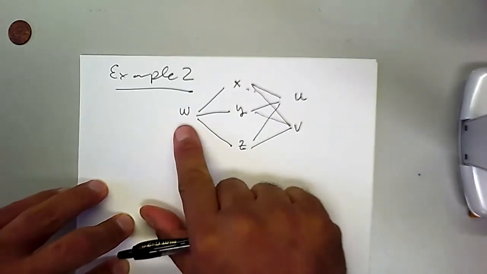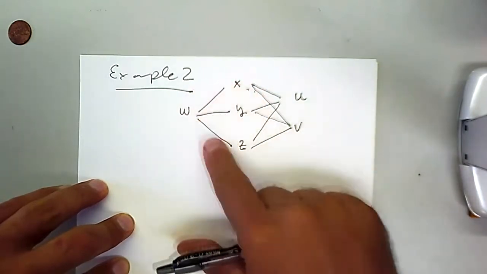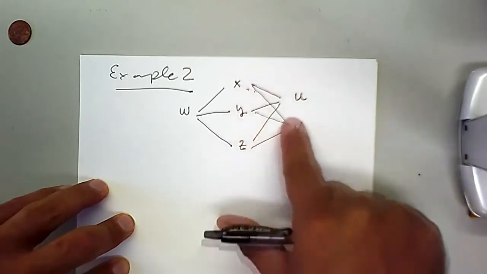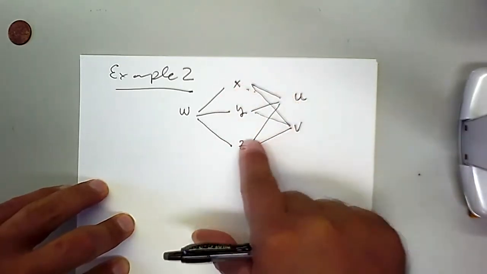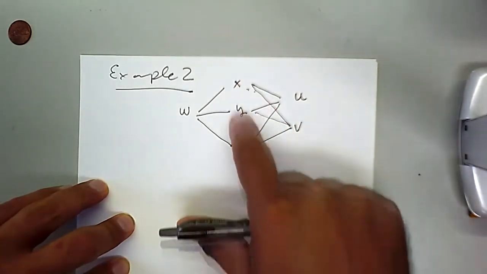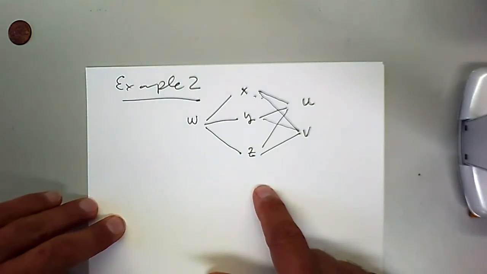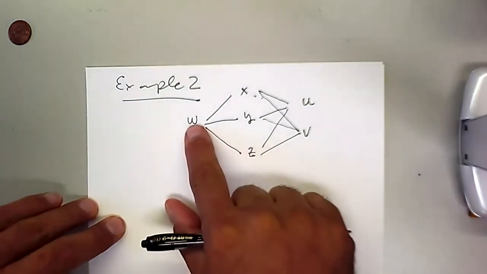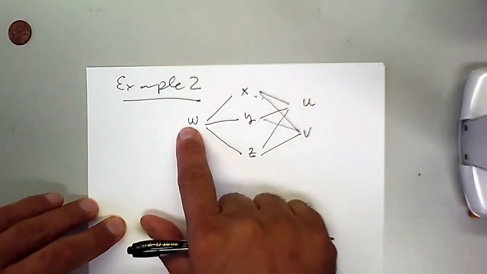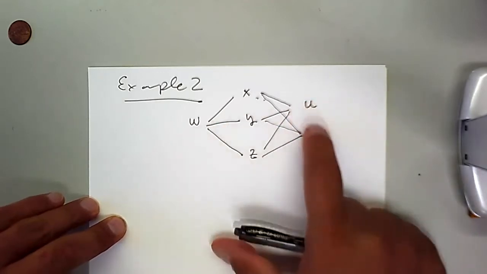So W is a function of X, Y, Z. So this is a four-dimensional thing going on. And here there's a five-dimensional function going on. The inputs are 2, the outputs are 3. Here the inputs are 3, the output is 1. Okay, so we could find the partial derivative of W with respect to U, or the partial derivative of W with respect to V. Ultimately, W is a function of U and V.